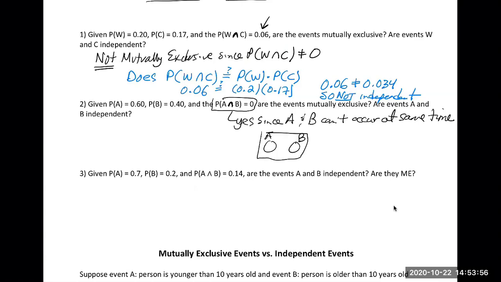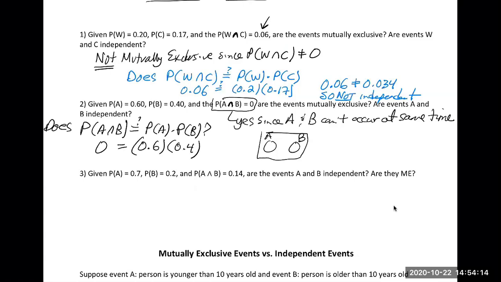Are the events independent? Well, does the probability of A and B equal the probability of A times the probability of B? Does 0 equal 0.6 times 0.4? No. So we would say they're not independent. A and B are not independent events. And really, if you ever have mutually exclusive events, then you will not have independent events. So you can be one, but you can't be both. You can be mutually exclusive, but if that's the case, you can't be independent. If you're independent, you can't be mutually exclusive.